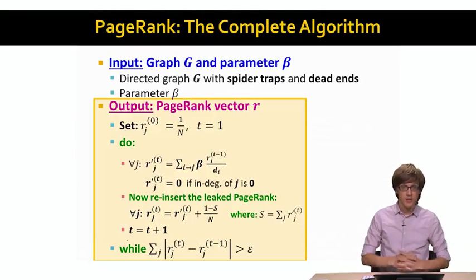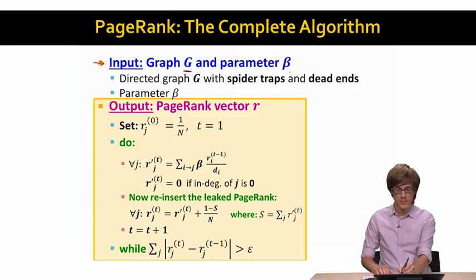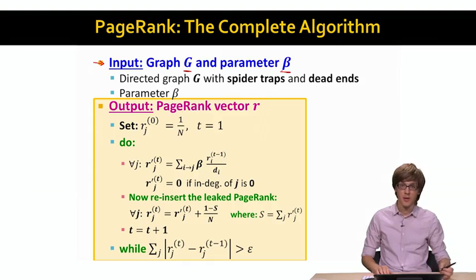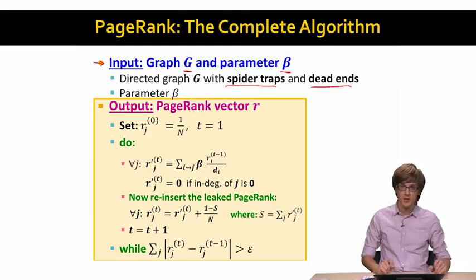So here is now the complete algorithm for PageRank, how one would actually implement it in practice. On our input, we are given a directed graph G, and a parameter beta, the teleportation parameter. What we are assuming in this algorithm is that our graph may have both spider traps and dead ends. Nothing will break. The algorithm is robust regardless of whether these dead ends and spider traps actually happen.